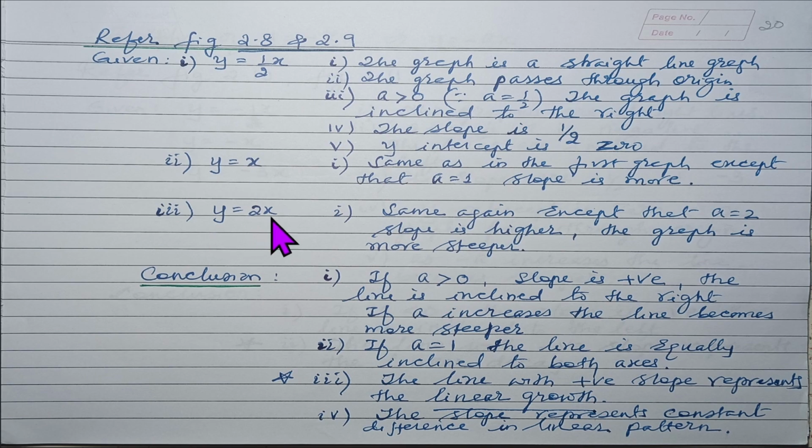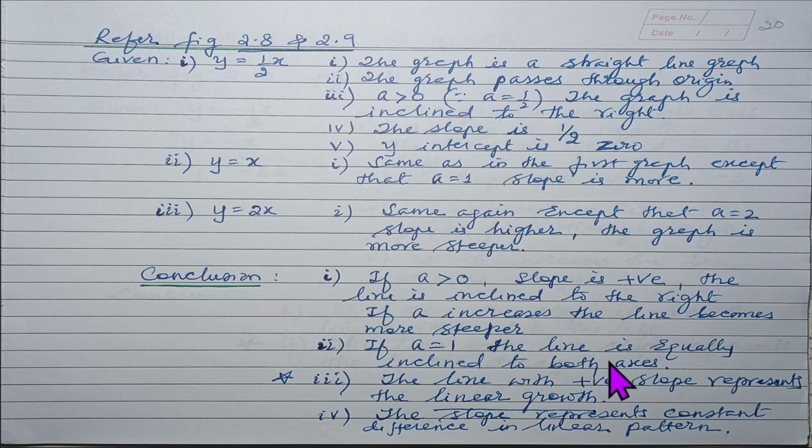Now in y is equal to 2x, again the characteristics remain the same, except that the graph is steeper, the line is steeper. The conclusion is, if a is greater than 0, the slope is positive, and the line is inclined towards the right. If a increases, that is, the slope increases, the line becomes steeper.